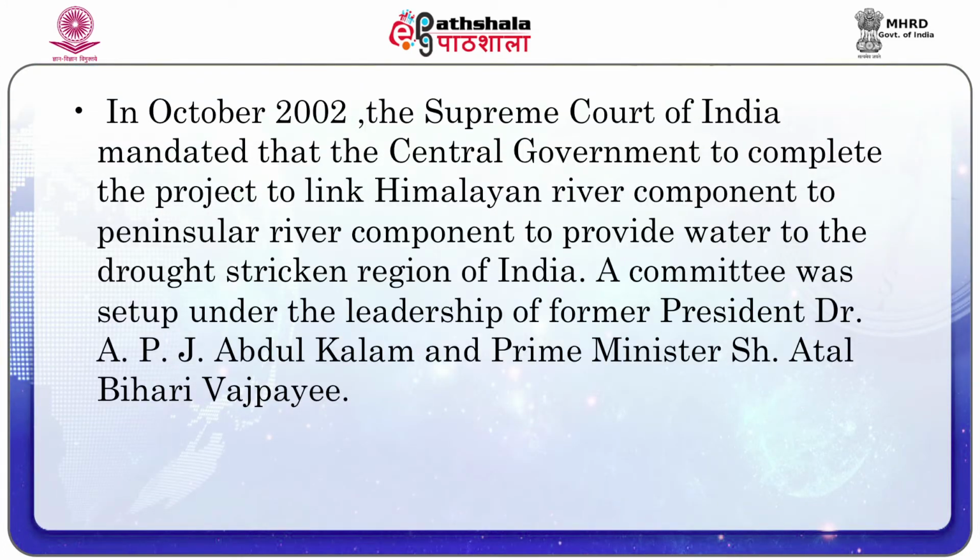In October 2002, the Supreme Court of India mandated that the central government complete the project to link the Himalayan river component to the Peninsular river component to provide water to the drought-stricken regions of India. A committee was set up under the leadership of former President Dr. APJ Abdul Kalam and Prime Minister Sri Atal Bihari Vajpayee.